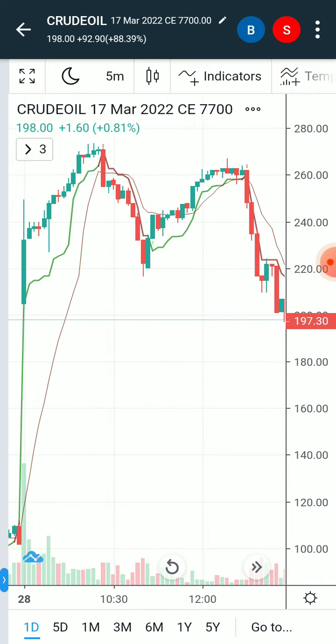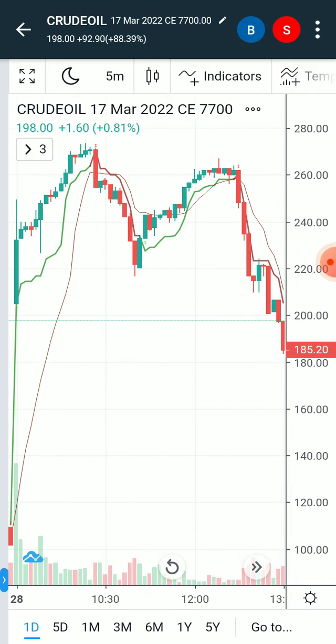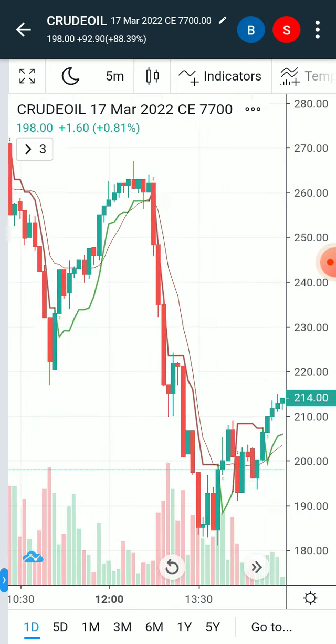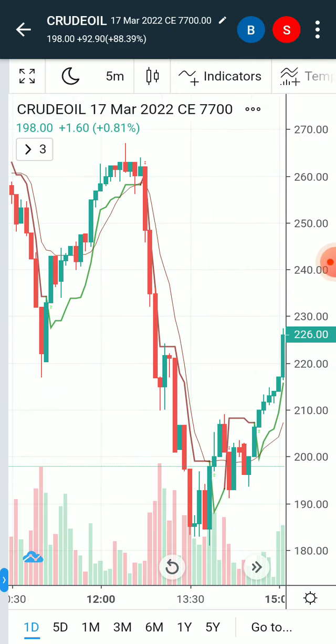So here you can see it is forming a double top or M pattern. As we already know, it is a bearish chart. So if the right leg has crossed the neckline, then we can short it. Here we can see that if we would have shorted it at 215, then we would have got a good return of 25 points over here.